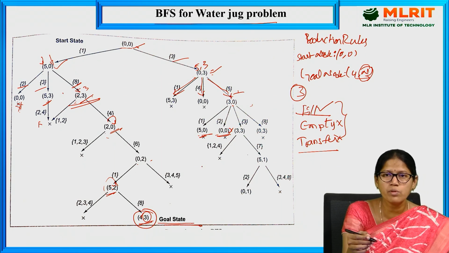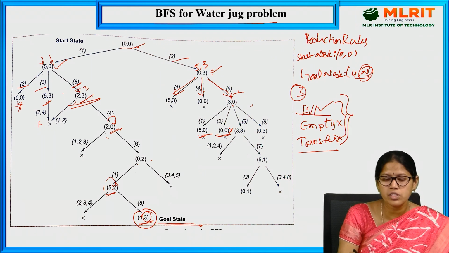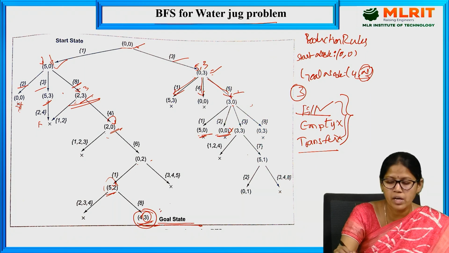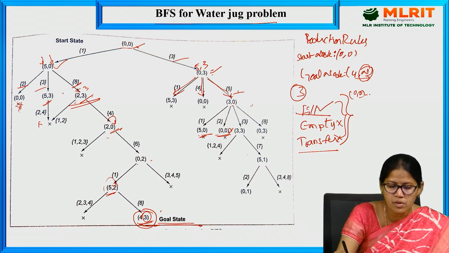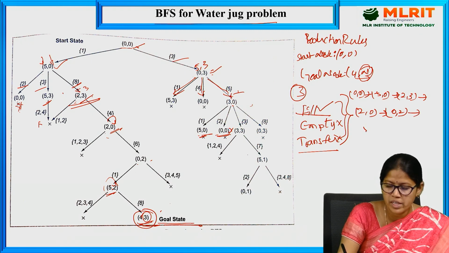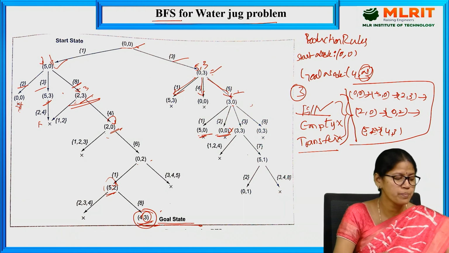In such a way, whatever rules are applicable on the particular current state, we can perform these three operations and lead from the start state to the goal state. So here the path is 0, 0, then 5, 0, then 2, 3, next 2, 0, 0, 2, 5, 2, next 4, 3. This is the solution path for the water jug problem using BFS.